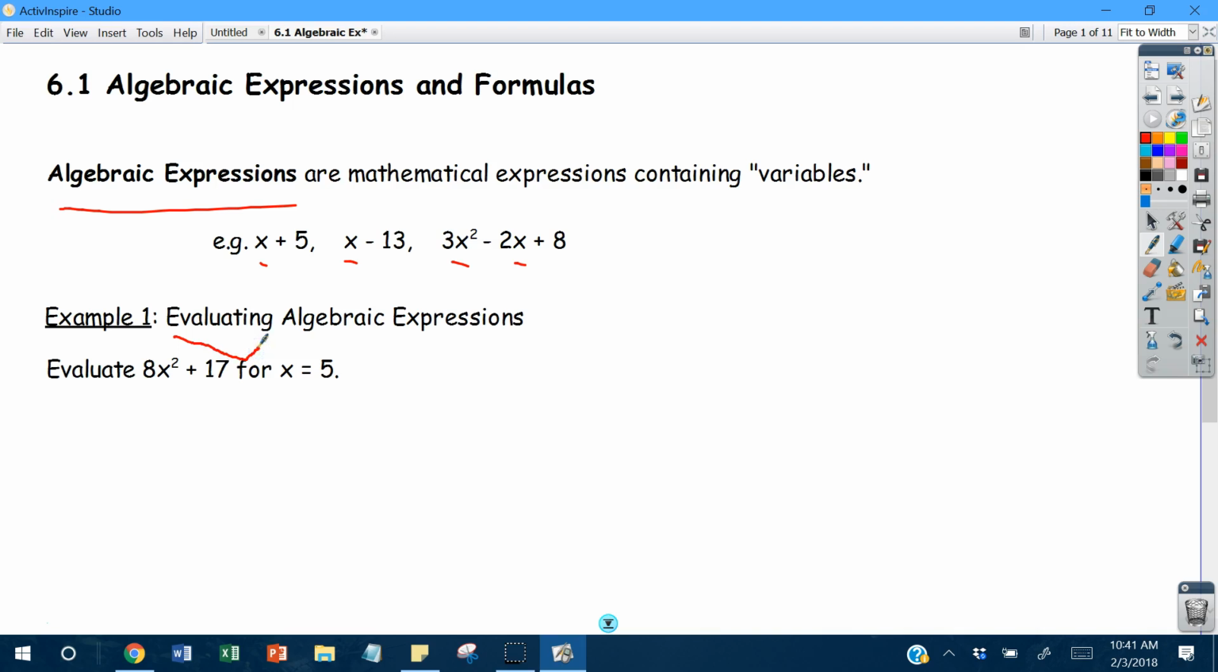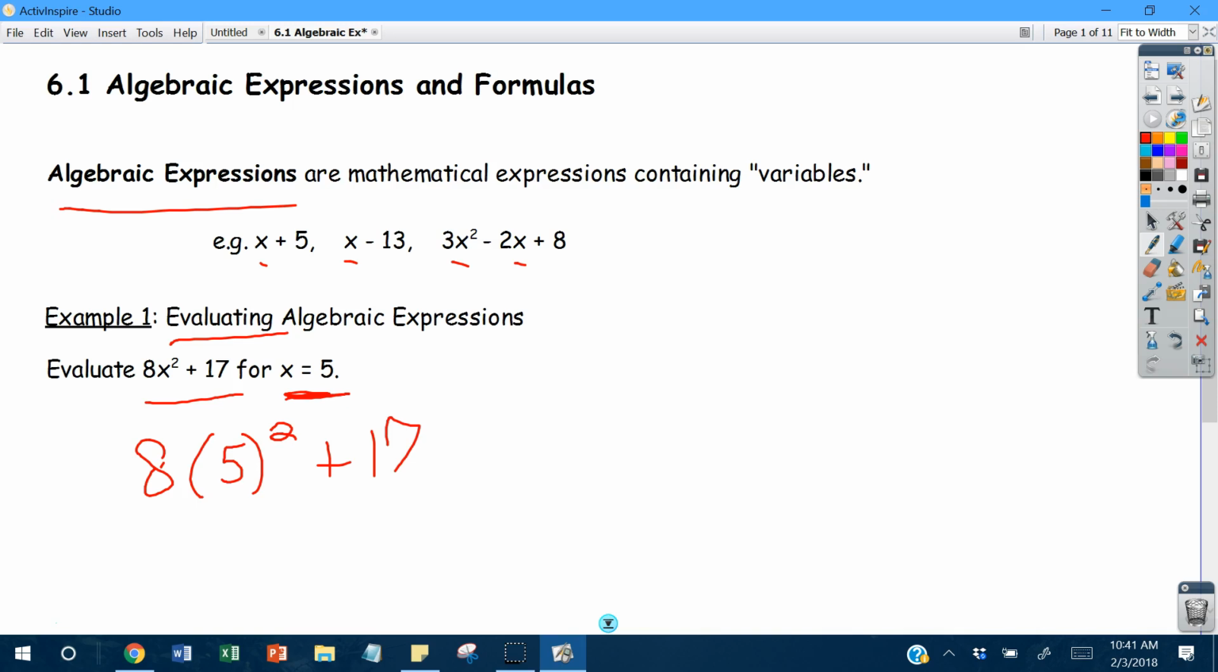Evaluating just means that we're going to give you some sort of, let x, this variable, equal a certain number, and then evaluate the expression as if x was that number. So the way I'm going to tackle this is I'm going to rewrite my expression, except I'm not going to write x this time. I'm going to write 8 times something squared plus 17. So this is my expression, and I'm going to plug in 5 for x, and then evaluate that. Evaluate just means tell me what that number is.